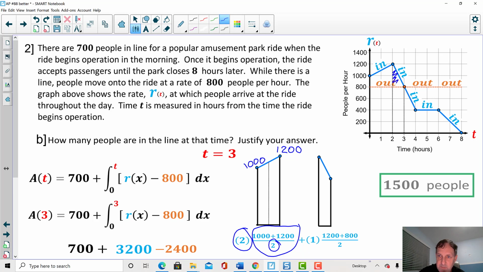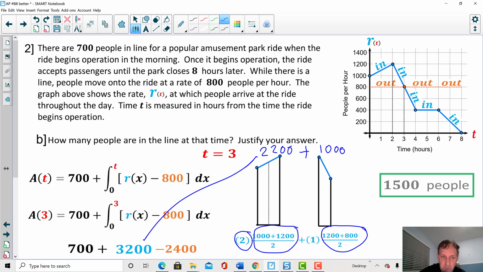For the second trapezoid, that'd be this shaded region right here. This is our second trapezoid. The area of that trapezoid would be the width, which is just 1, and then times the average height. So the height over here is 1200, and the height down here is 800. So we got to add them up and divide by 2. That'll give you the average height. So this is 1100 times 2. So that's giving us 2200. And then plus, and this would be 2000 divided by 2. So that'd be 1000. And so that's how I'm getting the 3200.